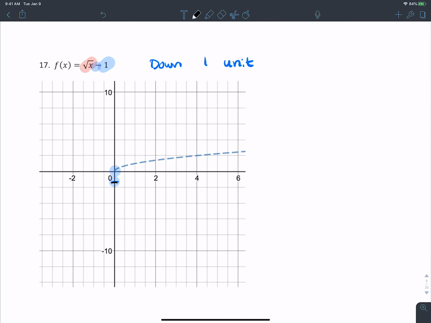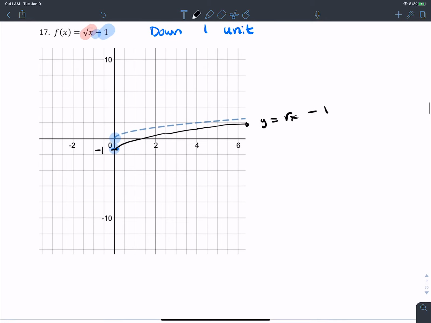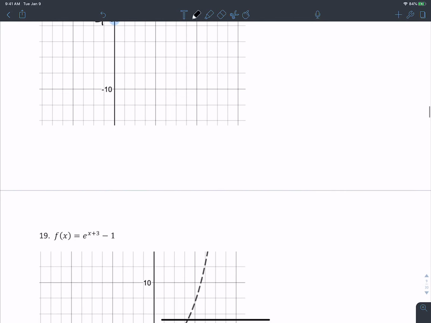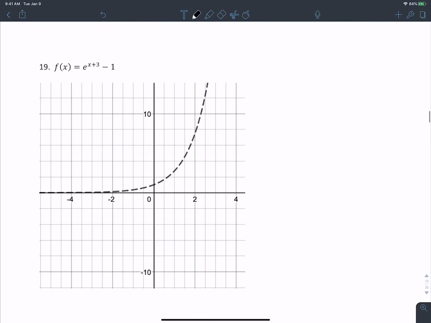Let's make sure we can see that. So this is where -1 would be. I now have to sketch my square root. And that's the graph of y equals the square root of x, minus 1. That's just a downshift of 1 unit. Now, here we have two kinds of shifting again. We have both a horizontal shift and a vertical shift.